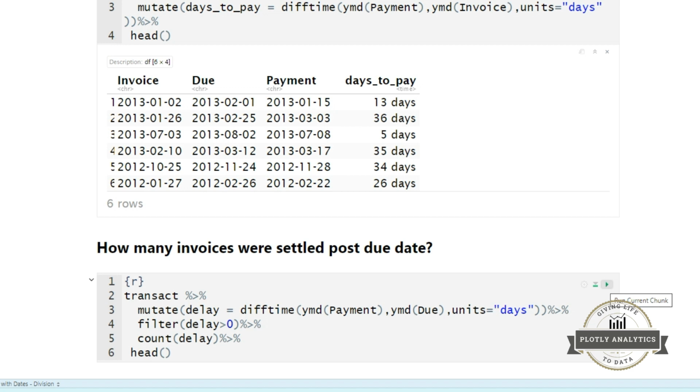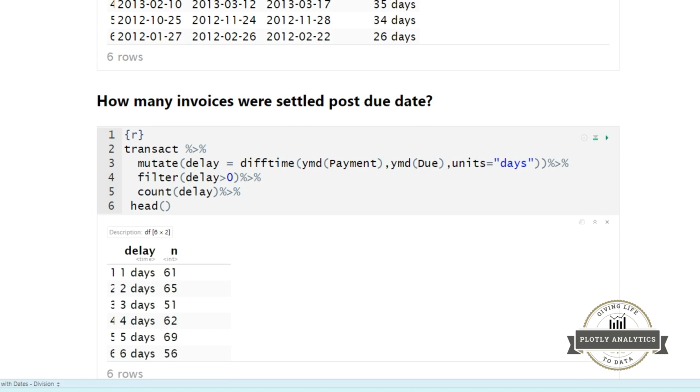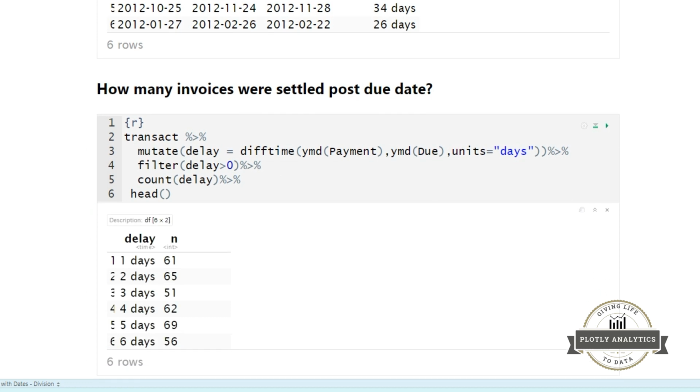But here we will use some functions from the dplyr package to filter out the positive delays and count those positive delays. So after doing the counting calculation, if we display the first 6 results, then we'll find out that there are around 56 cases in which the payment is delayed by 6 days.